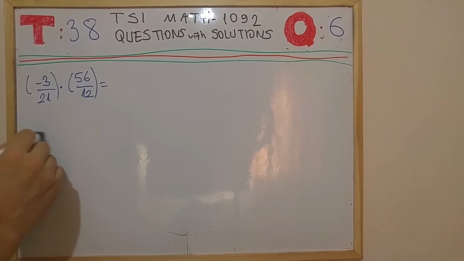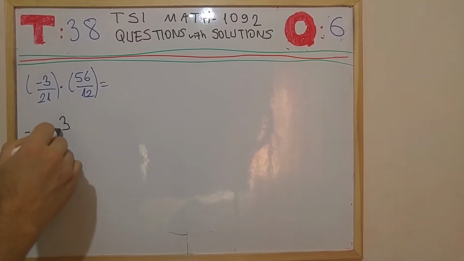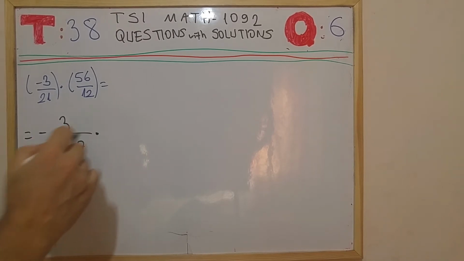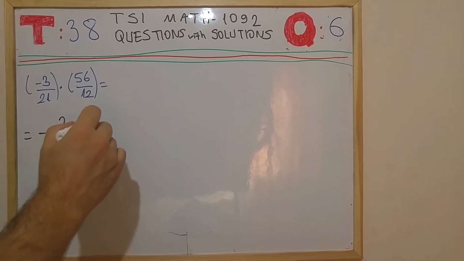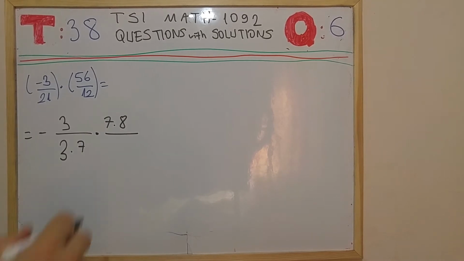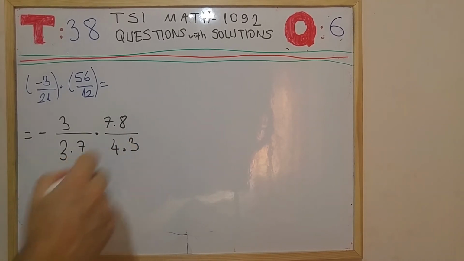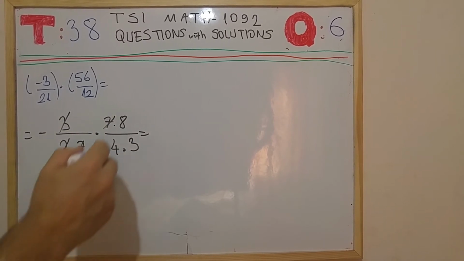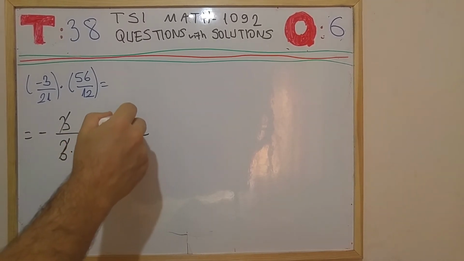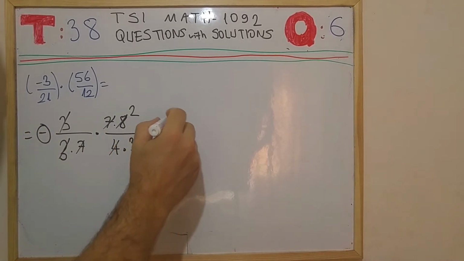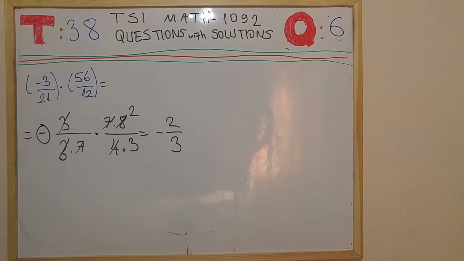This is actually equal to minus in the front. 3/21, where 21 is equal to 3 times 7, times 56. 56 I can say is equal to 7 times 8, divided by 12. 12 I can say is 4 times 3. So when I cancel stuff out here, these 3's will be gone, these 7's will be gone, this 4 will be gone, and this 8 will stay as 2, and the result will be, don't forget the minus in the front, minus 2/3.